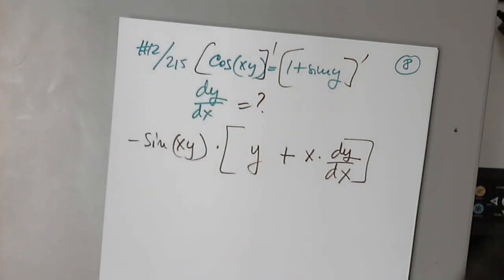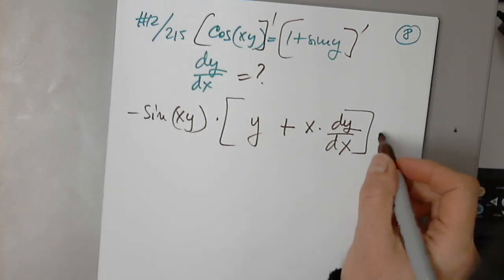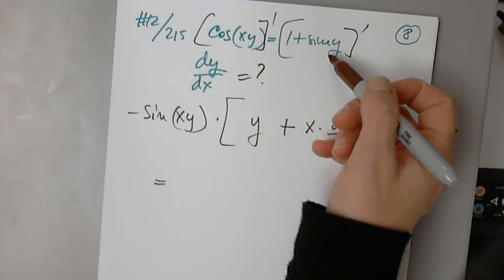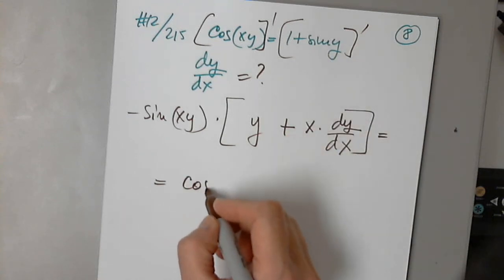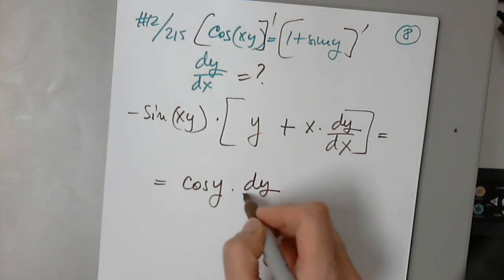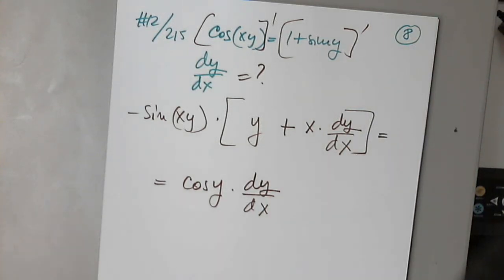But y is a function, so I have to write dy over dx equals. I differentiate 1, which is 0, but when I differentiate sine, I get cosine y, but y is a function. It's not just a plain variable. So this will be dy over dx. Any questions? Is this okay?